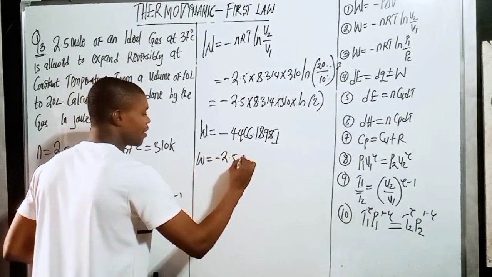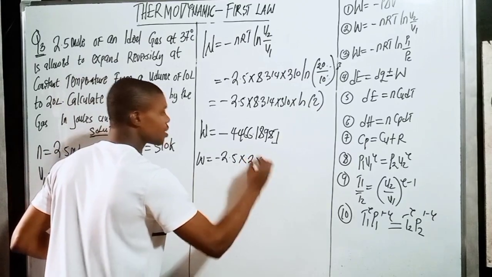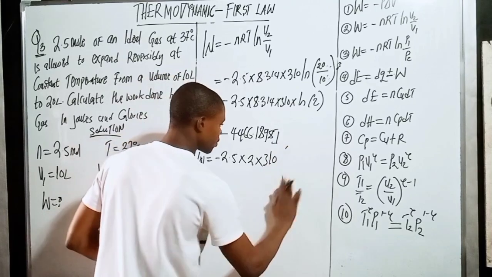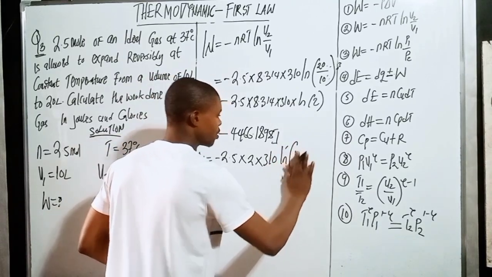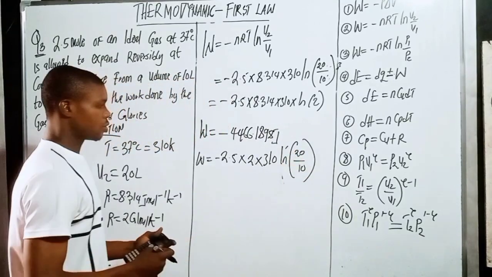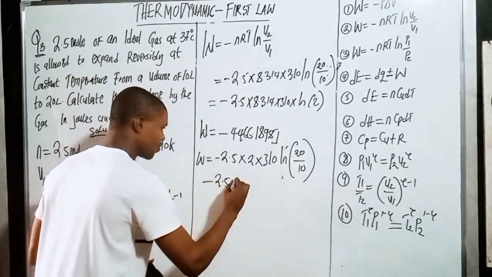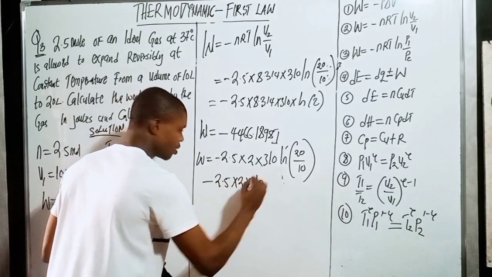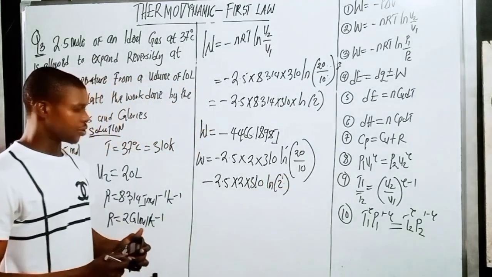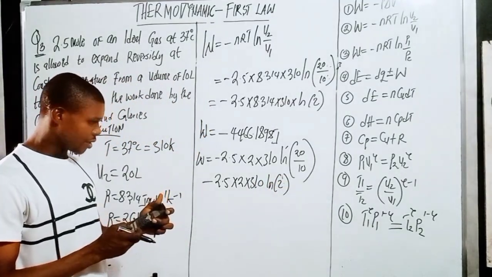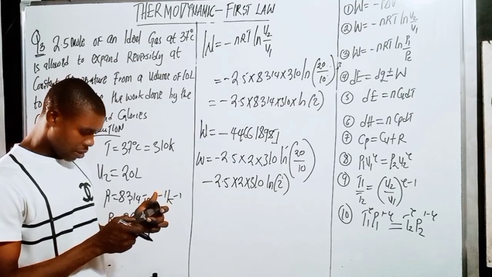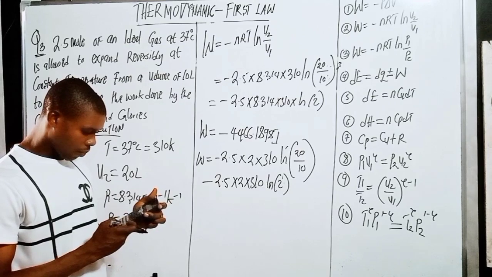Minus 2.5 times 2 times 310 ln 2, right? So we're going to be minus 2.5 times 2 times 310 ln 2. Do you understand? So minus 2.5 times 2 times 310 times ln 2.